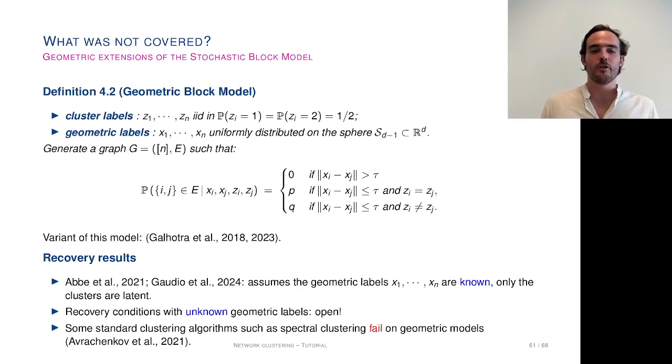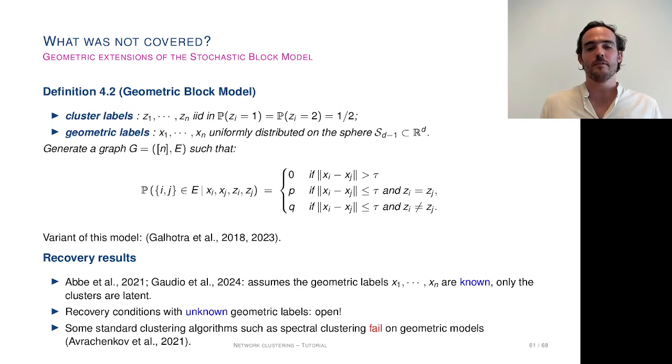And we can lay down some recovery results. For example, when can I get exact recovery, when can I recover the cluster labels? Most recent work assumes that the geometric labels are known. So you know x1 to xn, and you know as well the graph, and you want to recover Z, the partition. If the geometric labels are unknown, this is still vastly open.